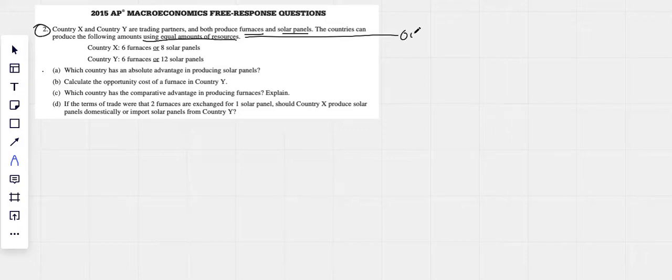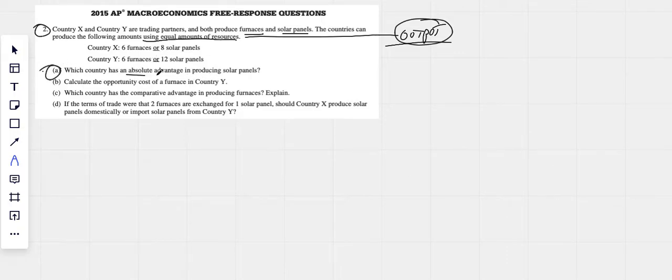Equal resources mean their outputs. What's going in is equal or not changing, but what comes out is what they're competing on. So this is an output problem. You have to know whether it's an output or an input problem before you do these questions.